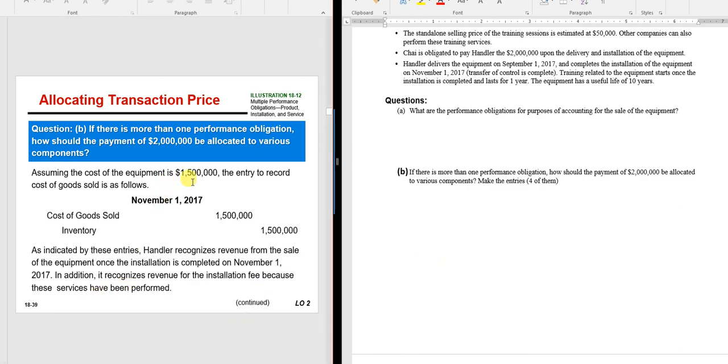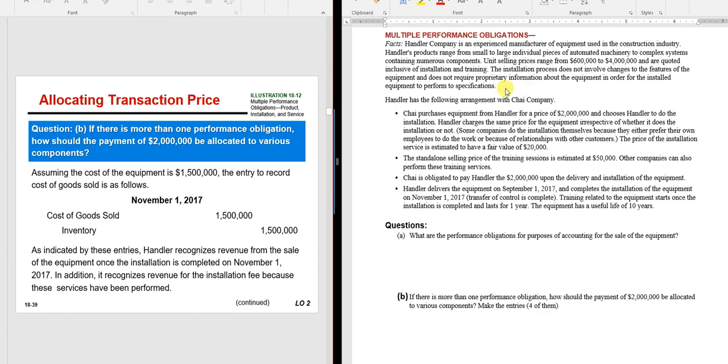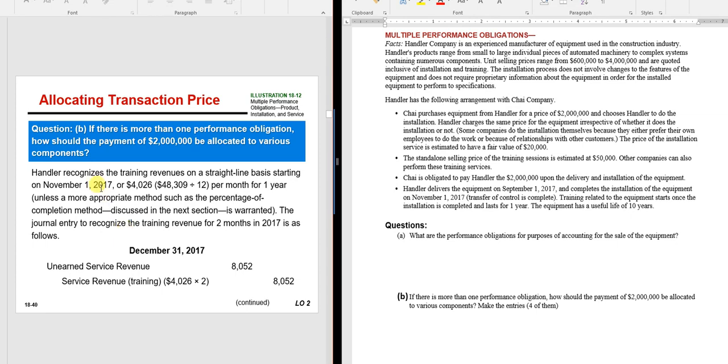Assuming the cost of the equipment is $1.5 million, I don't know that they said that up there. I think you should go back up here and add it. Cost of the equipment is $1.5 million, and I have cost of goods sold and inventory. Handler recognizes the training revenue on a straight line basis over 12 months for 1 year. And notice that I did it on November 1st, so as of December 31st, I've had 2 months.